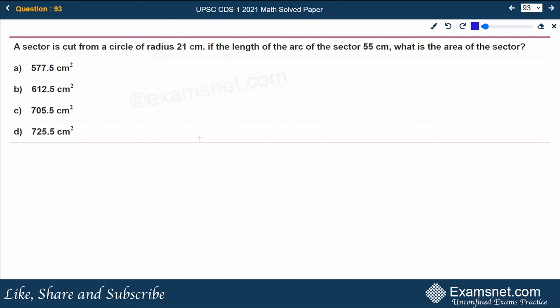In question number 93, we are given that a sector is cut from a circle of radius 21 centimeter. If the length of the arc of the sector is 55 centimeter, what is the area of the sector?